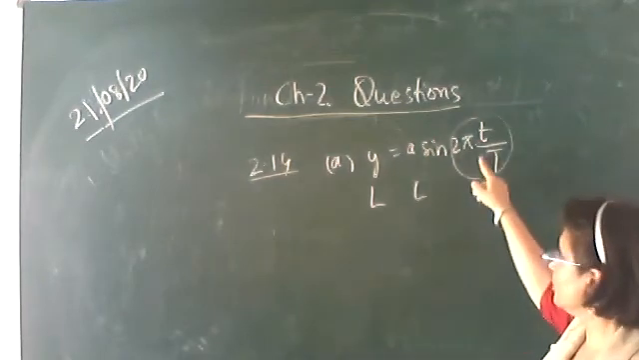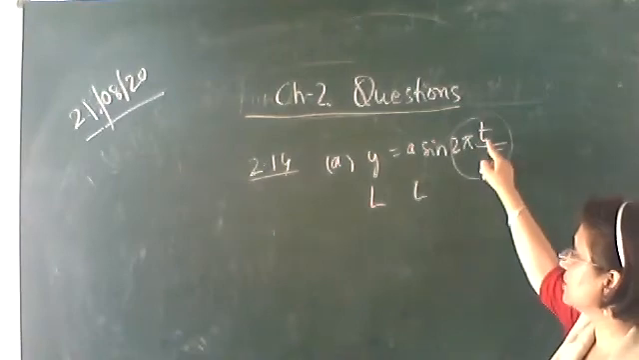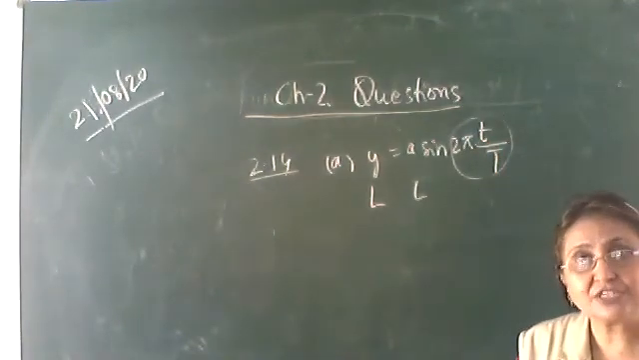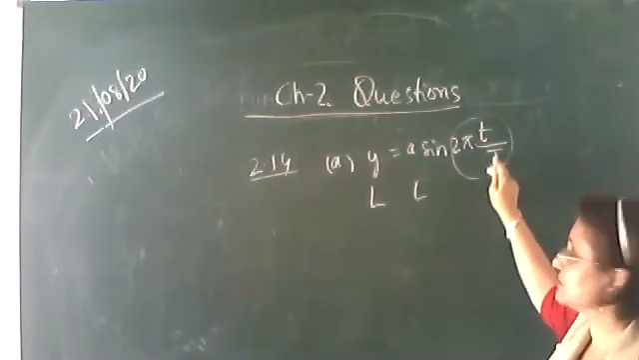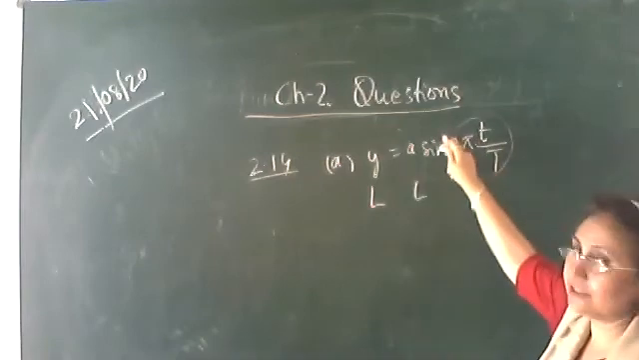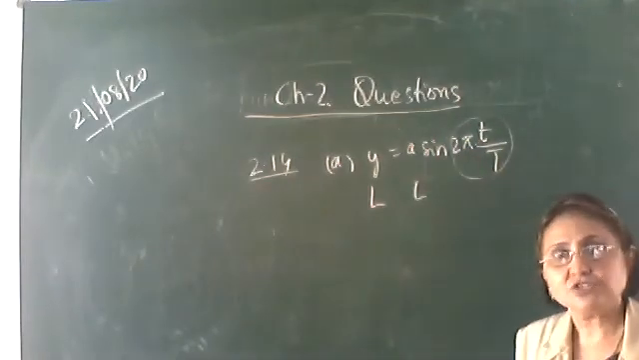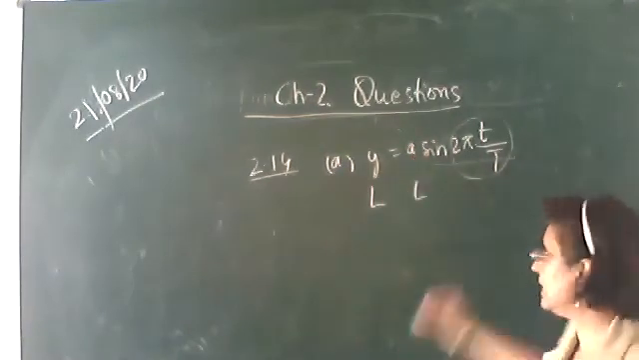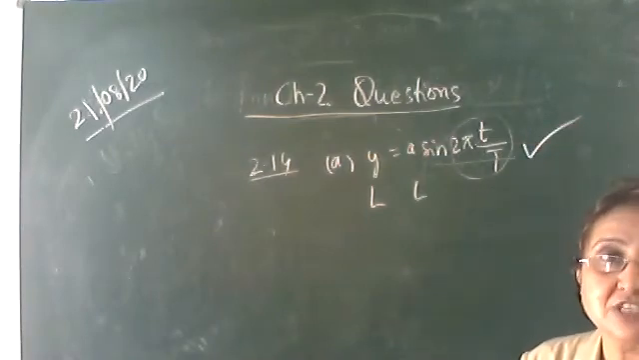So this argument of sine should be dimensionless. 2 pi doesn't have any dimension. T upon T, the dimensions cancel out. This is also time, this is also time. T upon T, dimensions cancel out. And the argument of sine, that is this theta, is dimensionless. So sine theta is dimensionless and the dimensions of the left hand side are matching with the right hand side. So this equation is dimensionally correct.